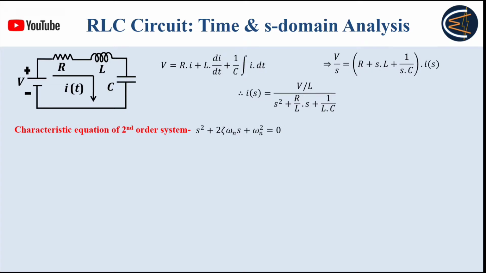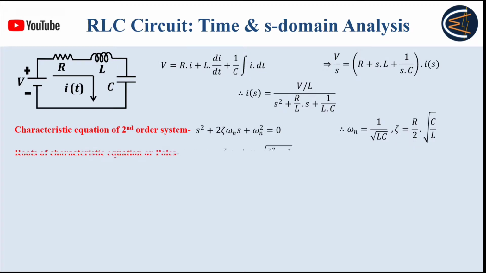Now if you compare this standard form with the characteristic equation of that system, that means this, after comparing you will get these values. So omega n, that means the natural frequency, will be 1 by root LC, and the damping ratio zeta will be R by 2 into root C by L.